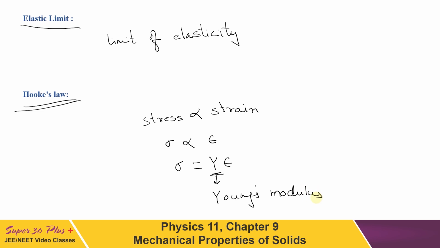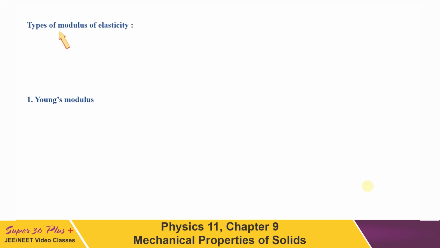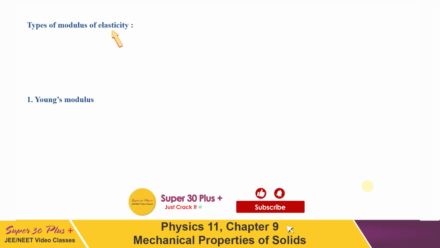And so now we can state Hooke's law as: within a certain limit, which is known as the proportional limit, the stress produced in a material is proportional to the strain, and the constant of proportionality is the modulus of elasticity. Now, based on what kind of stress and strain is involved, we can name different kinds of modulus of elasticity. So let us start with the first one, Young's modulus of elasticity.